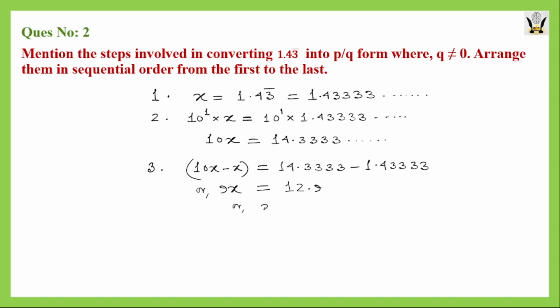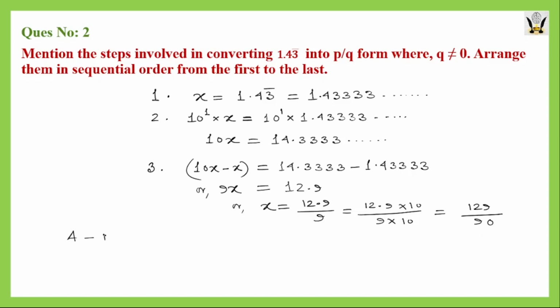So from here, what will be the value of x? X will be 12.9 divided by 9. But still what we have in the numerator is a decimal number. So we have to convert that decimal number in the numerator to a whole number, and for doing that we have to multiply both the numerator and denominator by 10. So finally it will be 129 divided by 90.